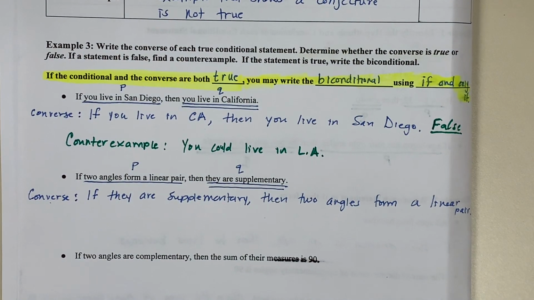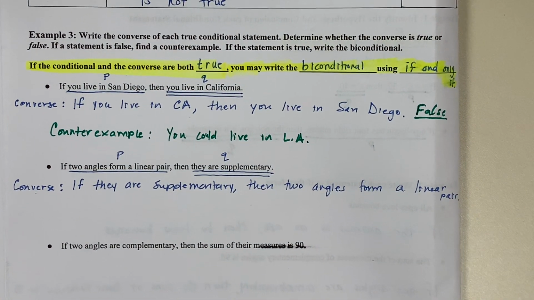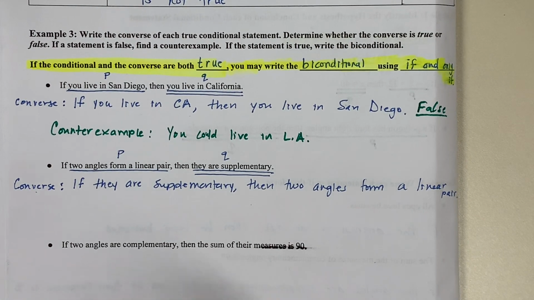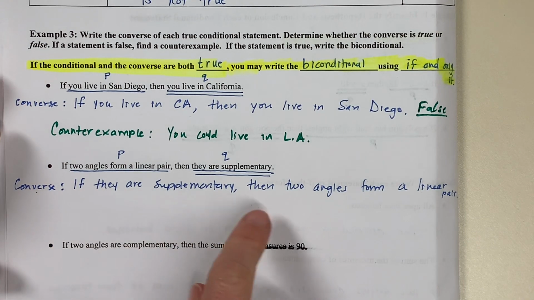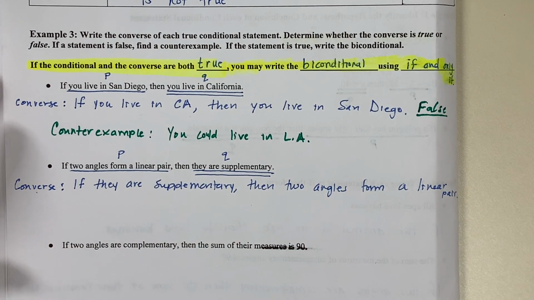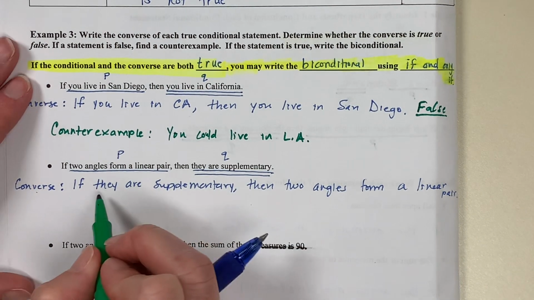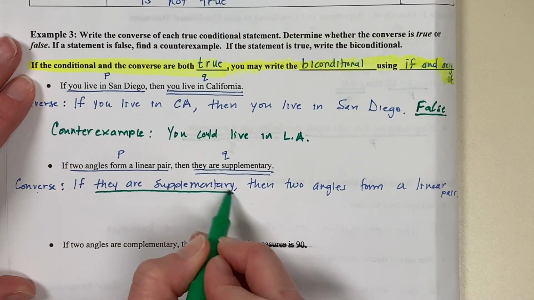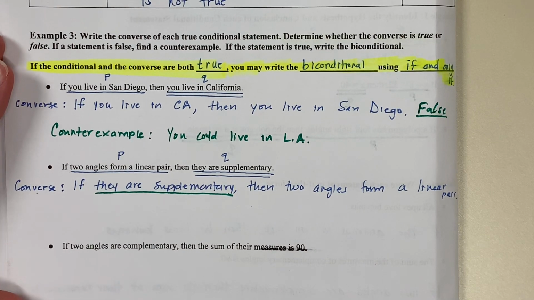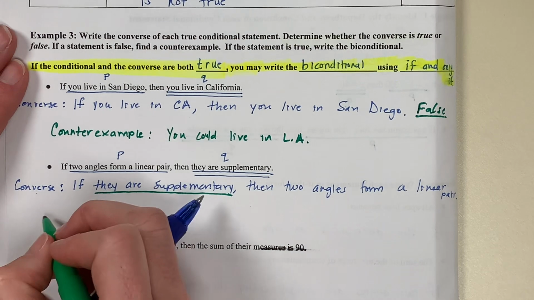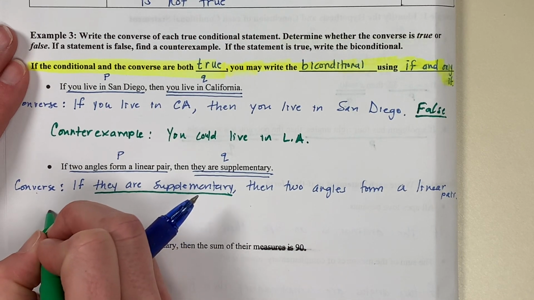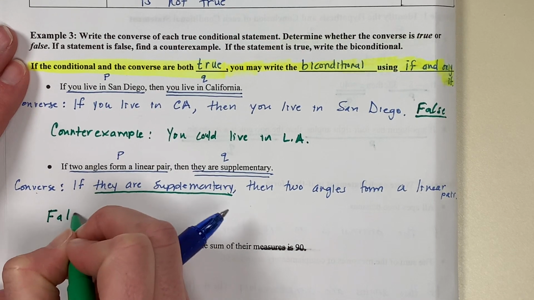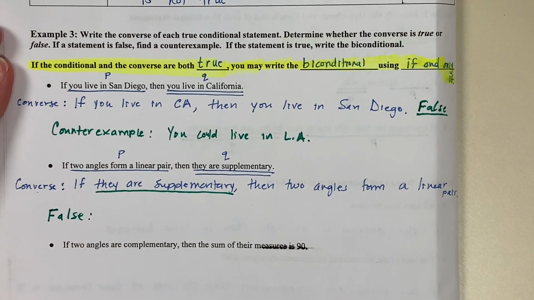Okay, so this is the converse. I switch the hypothesis and the conclusion. So we need to determine if this is true or false. If they are supplementary, then two angles form a linear pair. I have to determine if I can have two supplementary angles that do not form a linear pair. And the answer to that is yes. So this statement is false. Just because I have two supplementary angles does not mean they have to be a linear pair.